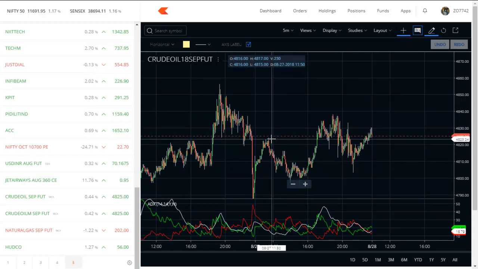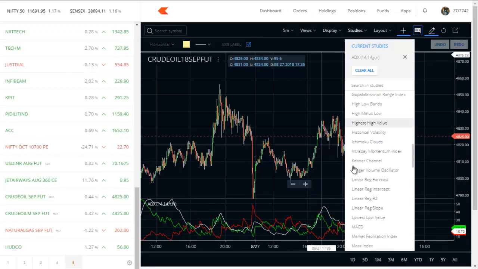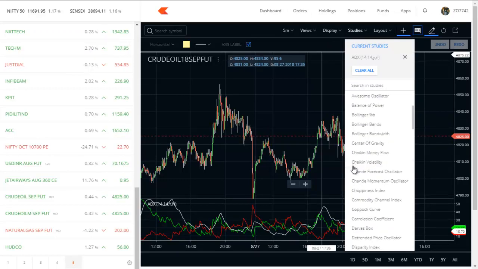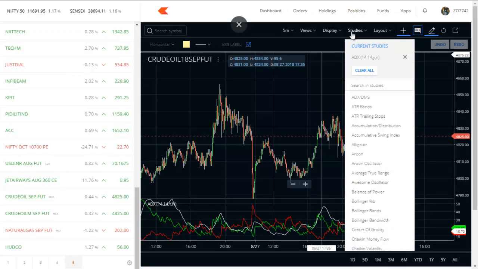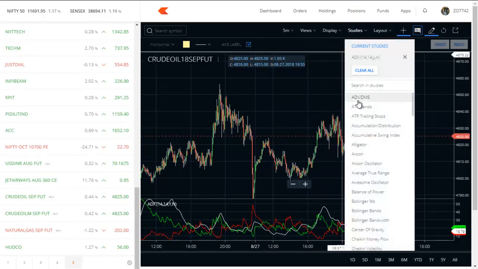So apart from price action, there are many other things, and now we're moving to technical indicators. If you're using technical indicators along with price action, no one can beat you. So this is the time when we begin with the technical indicators. I'll be covering almost every indicator which is available with the brokers, and there are almost more than 50 indicators. So the first indicator which we are going to go with is ADX or DMS.